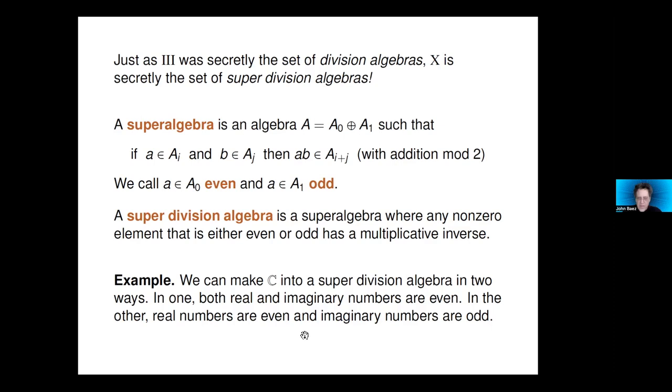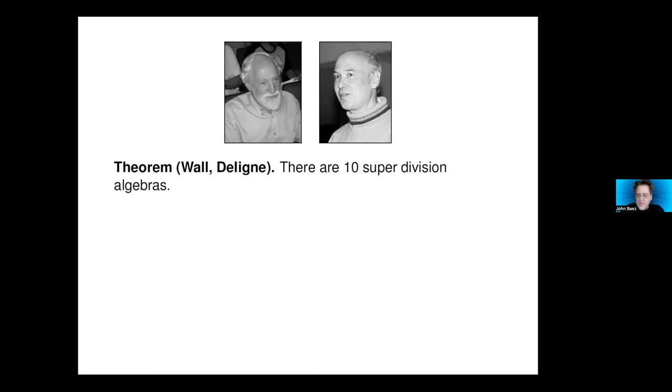I'm not sure really who classified the 10 superdivision algebras. So C. T. C. Wall definitely did a huge amount of work in discovering this stuff. And then later on, Deligne wrote a beautiful paper laying out the classification of the 10 superdivision algebras. And there may be other people involved who deserve credit here, but this is the theorem that there are 10 of them. So here they are.